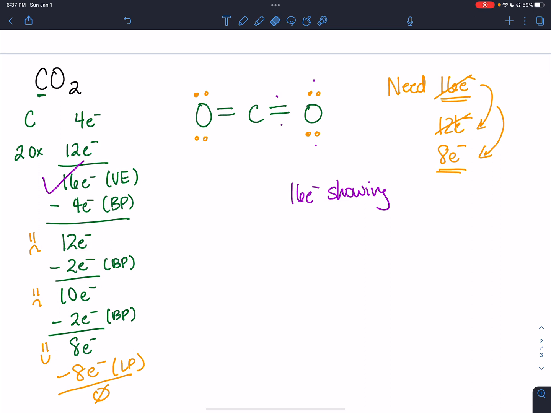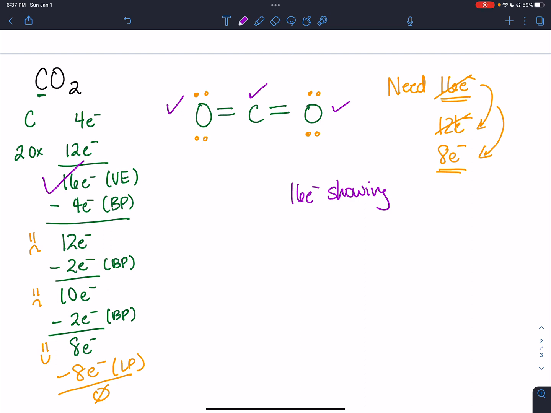Now I'm going to go check my octets. If I start with that central carbon, it's got 2, 4, 6, 8, so it's good. The outer oxygen on the left has 2, 4 from the lone pairs and 6, 8 from the bonds. The oxygen to the right, 2, 4 from the bonds, 6, 8 from the lone pair. So all the octets are full.